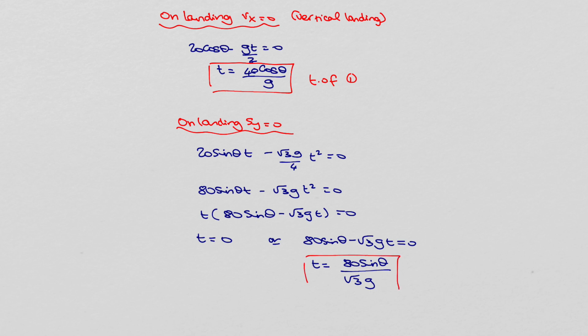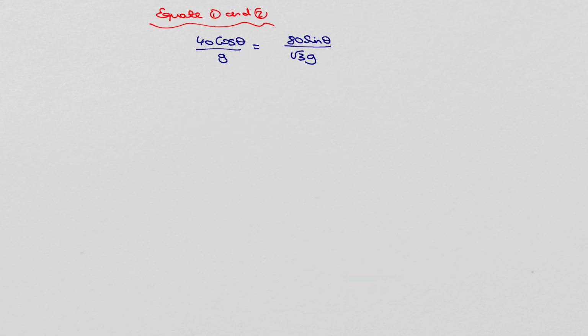So now we have 2 times of flight, and we're going to equate them. On equating, can we simplify anything? I can multiply both sides across by g, and I can divide both sides across by 40. That leaves me with cos theta is equal to 2 sine theta over root 3.